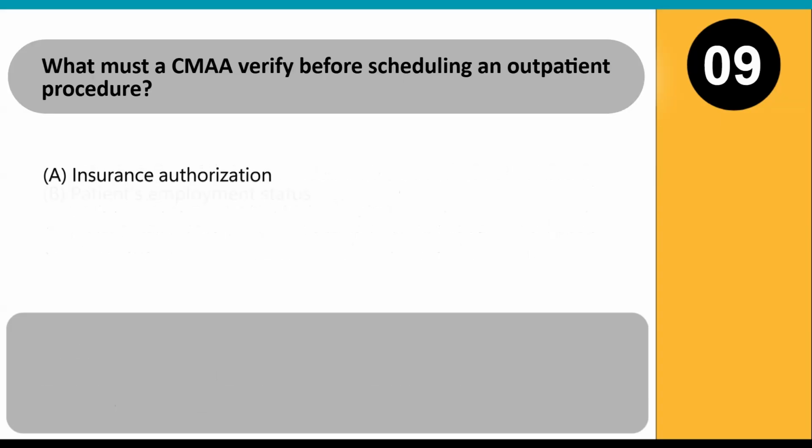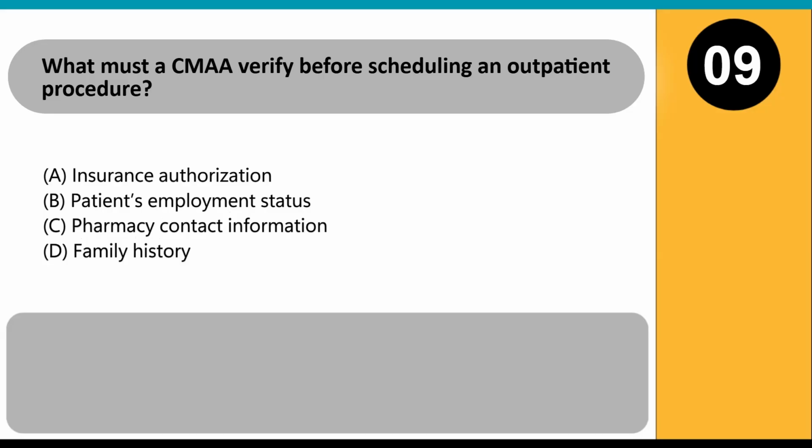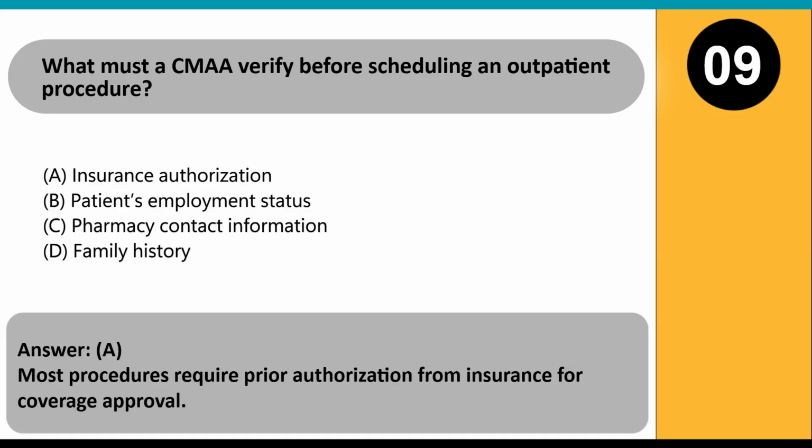What must a CMAA verify before scheduling an outpatient procedure? A. Insurance authorization. B. Patient's employment status. C. Pharmacy contact information. D. Family history. Answer: A. Most procedures require prior authorization from insurance for coverage approval.